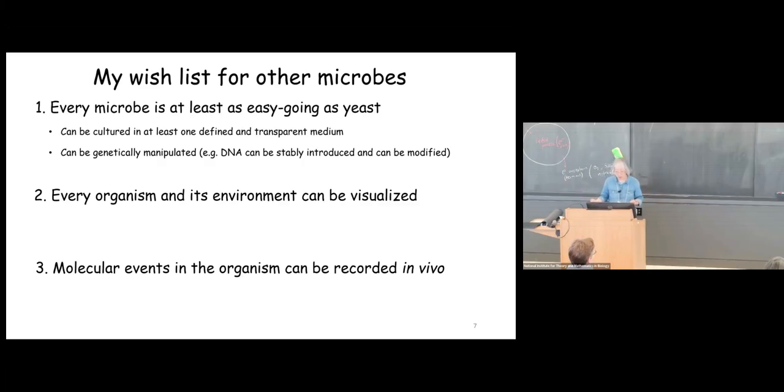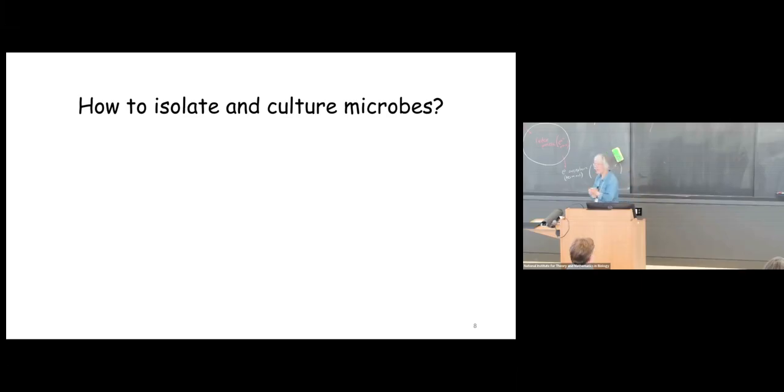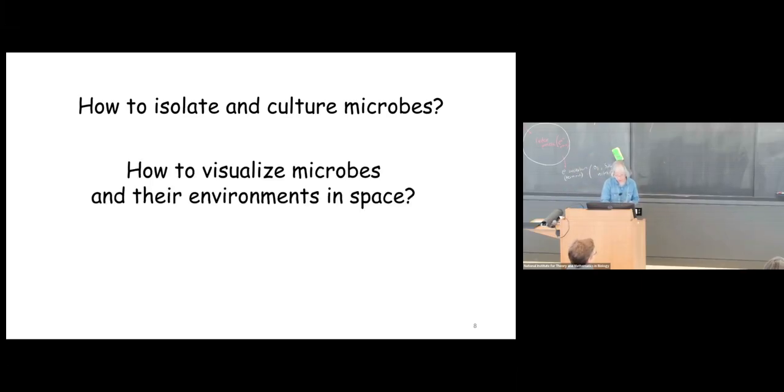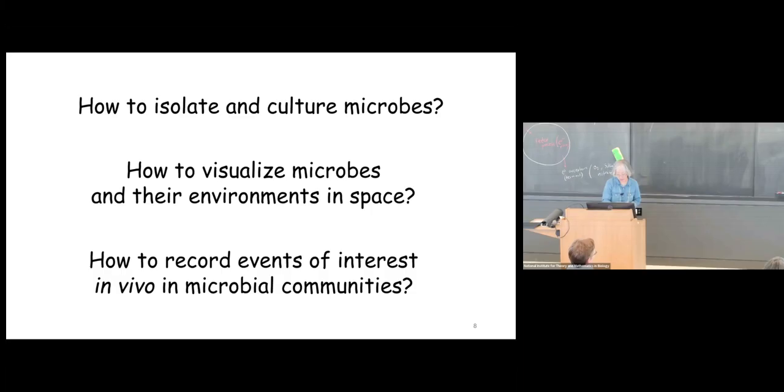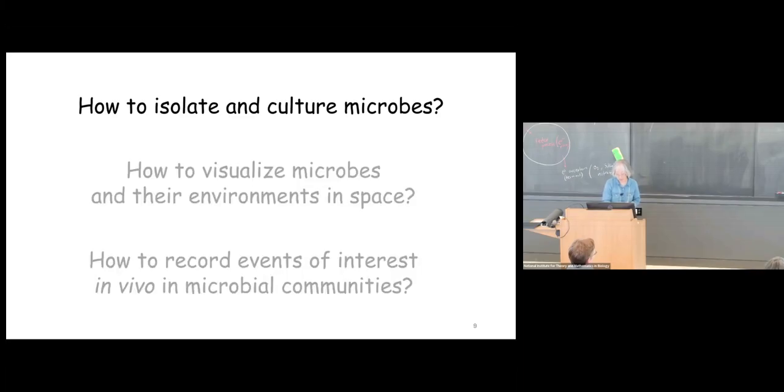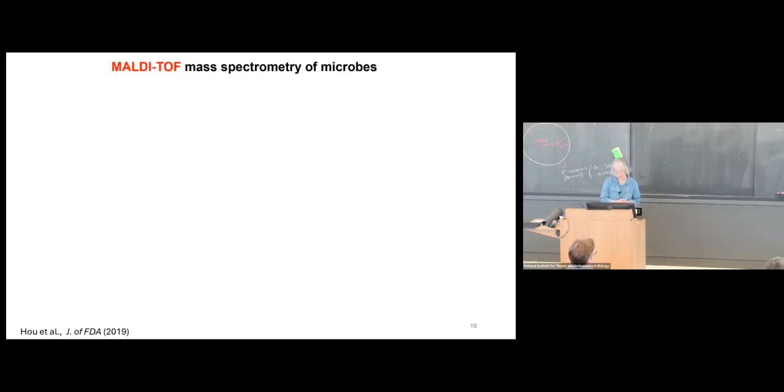So the next part of my talk will be structured in these orders. And if my time's up, I will just not go through the whole thing. So it's fine, right? It's up to Orkan to stop me. So first, how to isolate and culture microbes. It's highly non-trivial, right? And then the second one, again equally non-trivial, how to visualize microbes and their environments in space. And third, how to record events. So I will start with this.